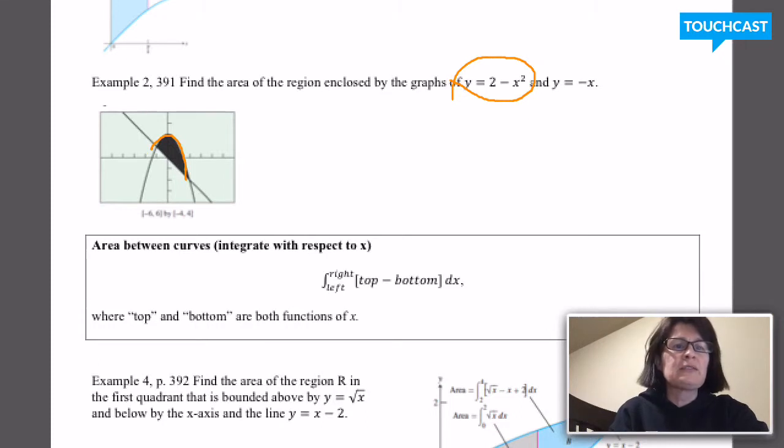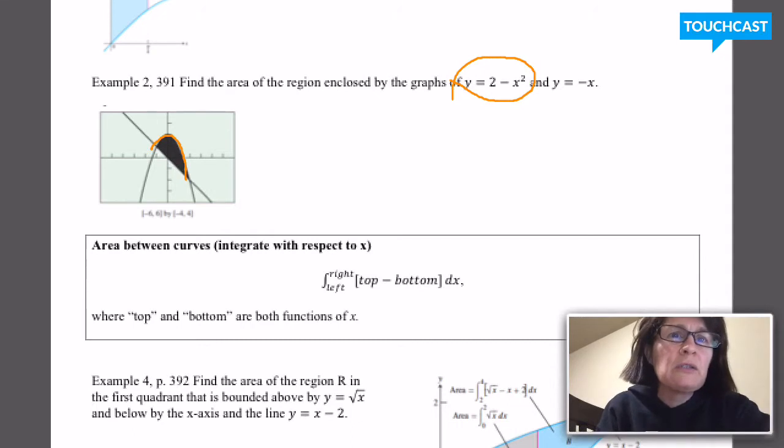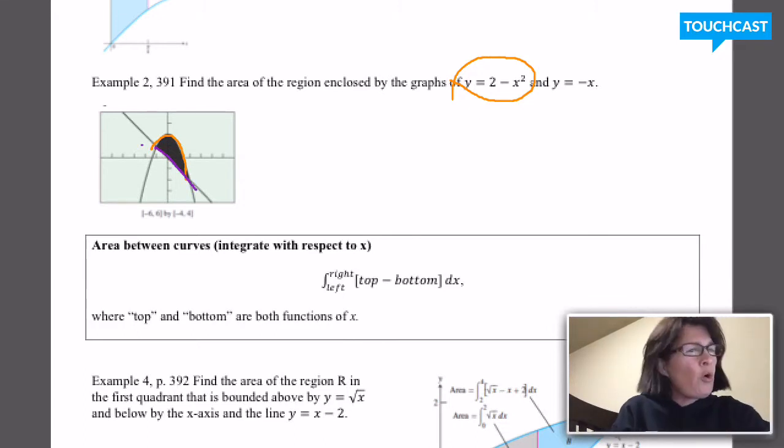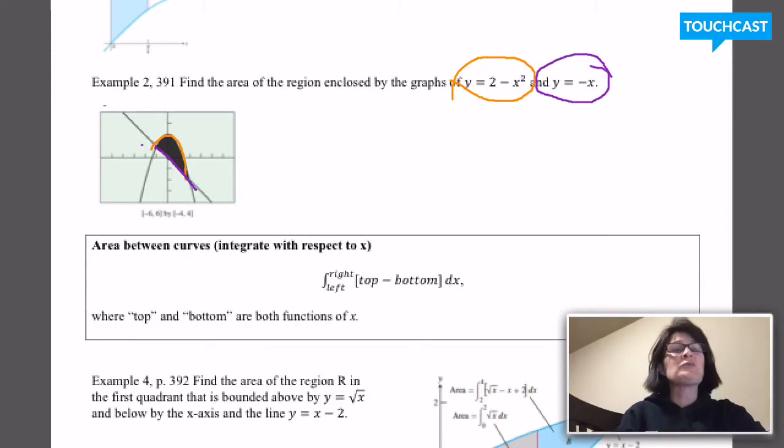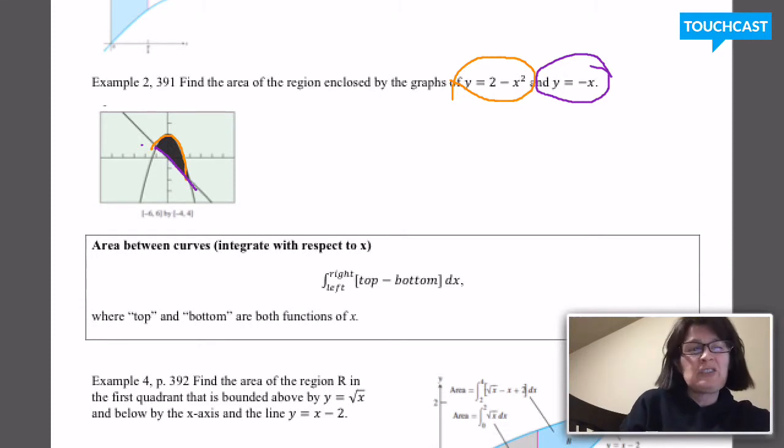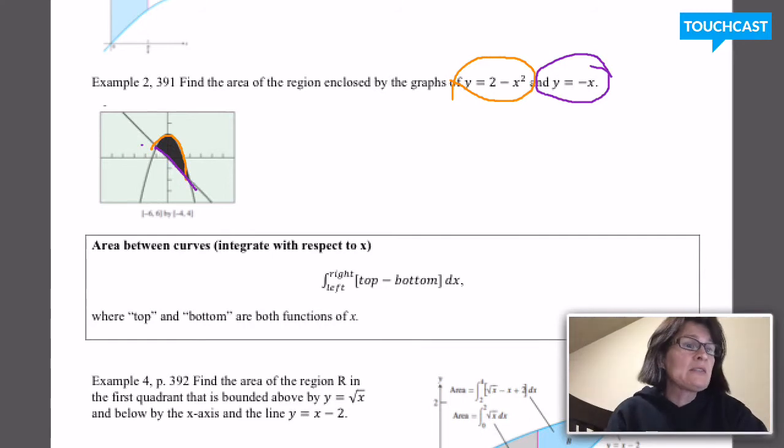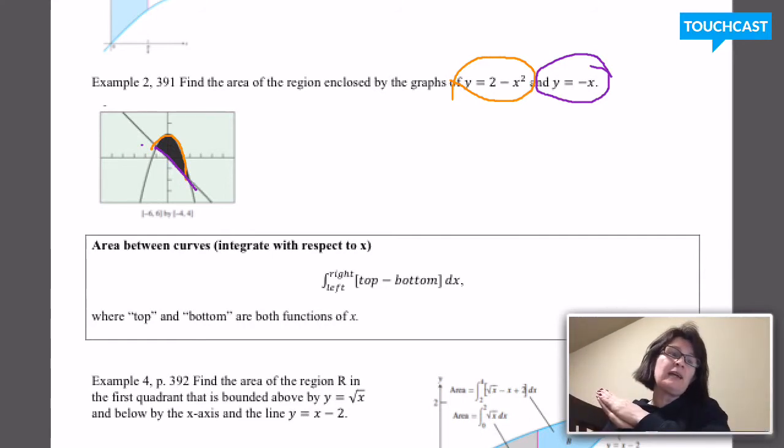If I were to trace along the bottom curve, the bottom boundary of this region, I'm going to start at my left limit and go toward my right limit. I think that whole time that I was tracing in purple, I was in fact tracing along that graph. So that tells me I always have the same curve on the top, 2 minus x squared. I always have the same curve on the bottom, that's y equals negative x. I know my left limit is x equals negative 1, and my right limit, x equals positive 2.